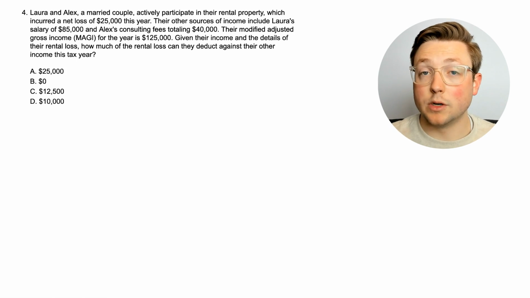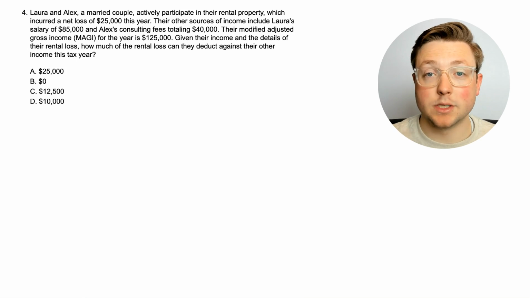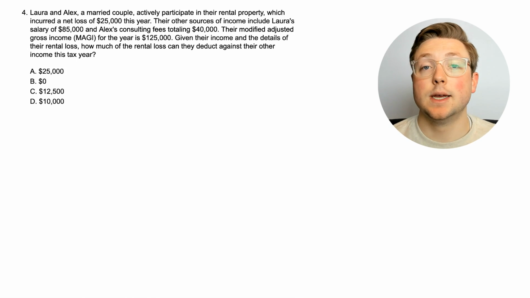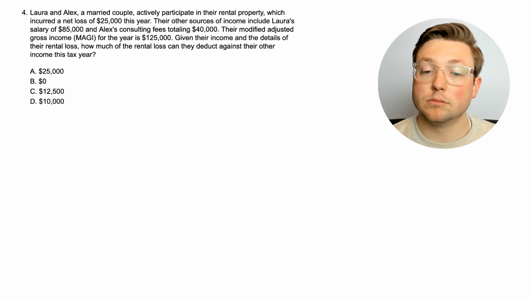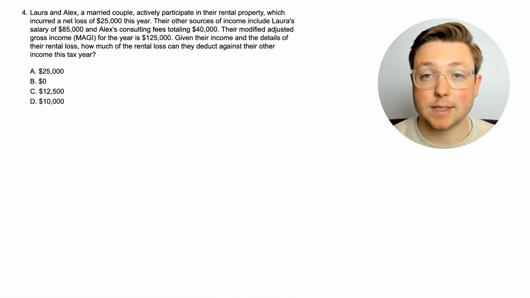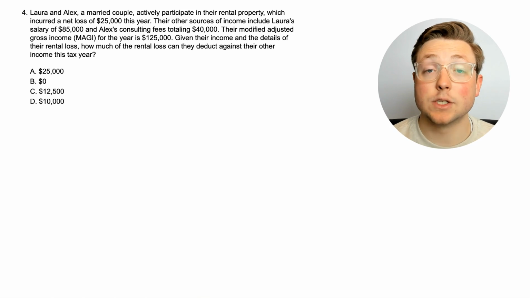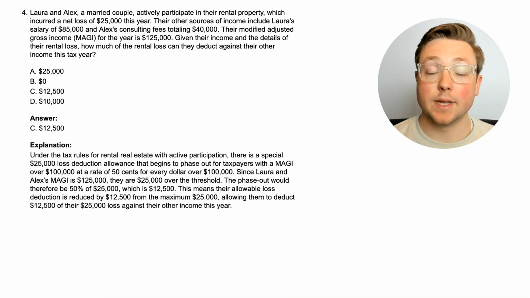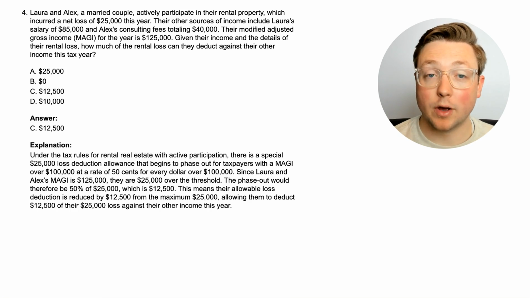Okay, so we just learned about this. If you're actively participating, you can deduct up to $25,000 of it against your normal income. But again, we didn't really learn about that phase out where if you're over $100,000, it starts phasing out. So if you want, go ahead, pause the video and see if you can think about it and guess at it. But if not, let's go ahead and click on the answer to learn how that phase out works. Okay, so the answer is actually only $12,500, so half.